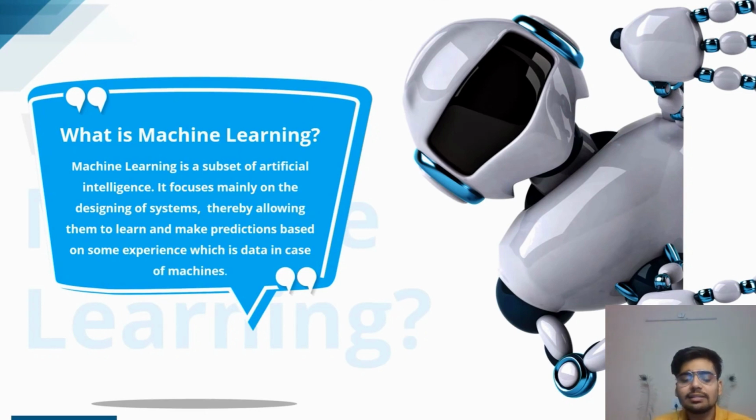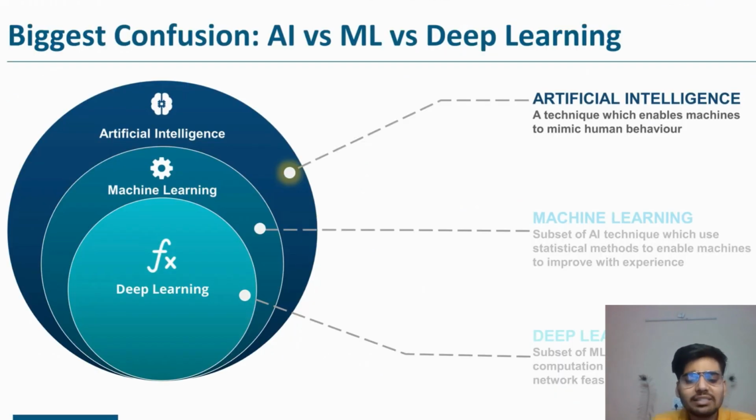Basically, what exactly is machine learning? Machine learning is a subfield of AI which focuses on designing systems that can learn on their own from past experience, making decisions and predictions based on the data given to us. Machine learning enables a computer to make more data-driven decisions rather than being explicitly programmed.